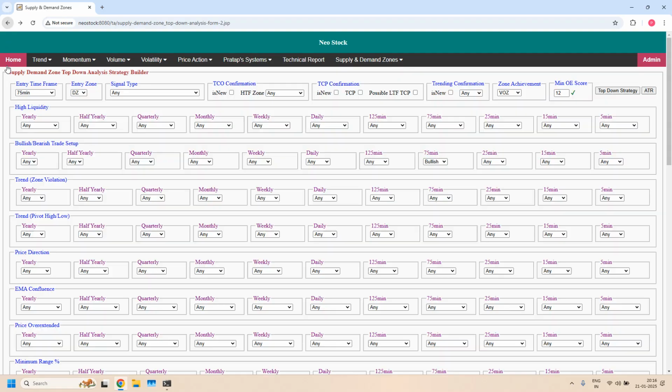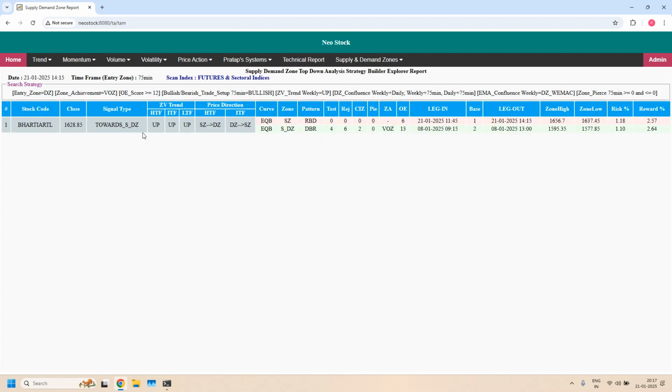Let's verify. In the EMA confluence, weekly time frame, weekly demand zone having weekly EMA confluence, and the trend on the weekly time frame should not be sideways. It should be uptrend because it is a bullish trade setup. So Bharti Airtel is filtered. It is an even higher probability trade setup supported stock. That's why it has already been tested 4 times. Of course, including 6 times it is tested, having 6 rejections.